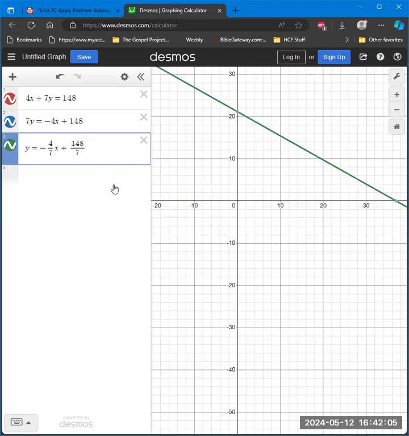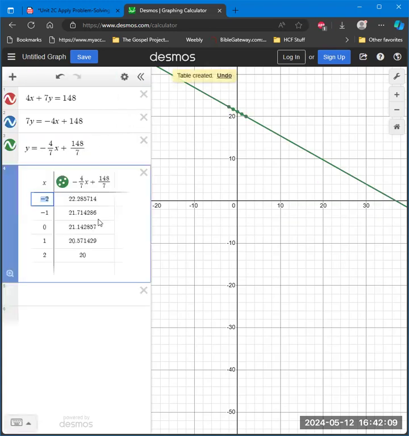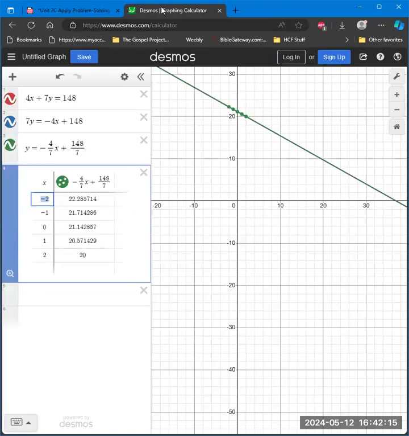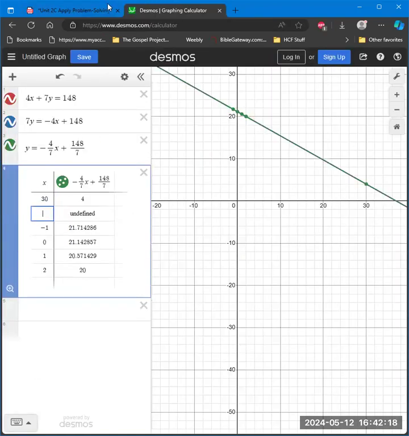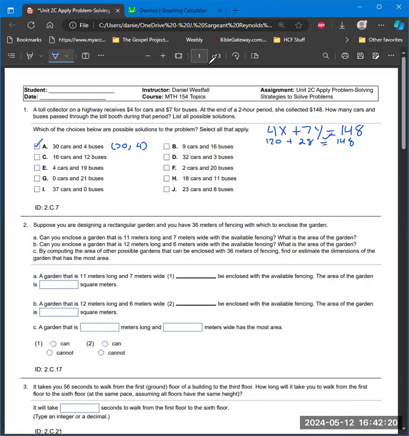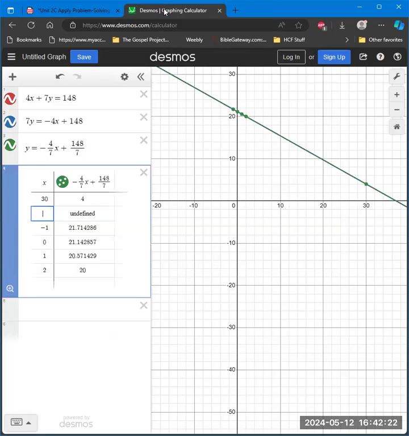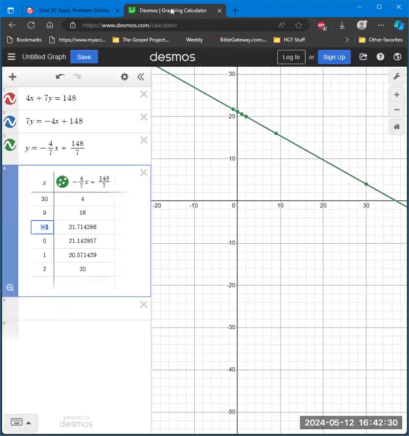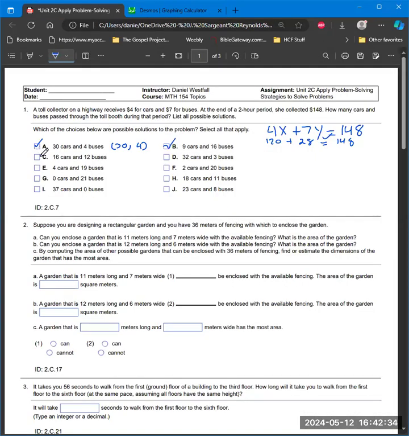The reason I've solved for y like that is so that I can come in here to my gear and make a chart, a table. Now I can plug in some of these x values that they give me, like 30, and it'll solve for the fact that it's 4. 9 should give me a 16. If it gives me any other number, it's not right. So this is right. And then 16, I want to check, is 12. That's good.